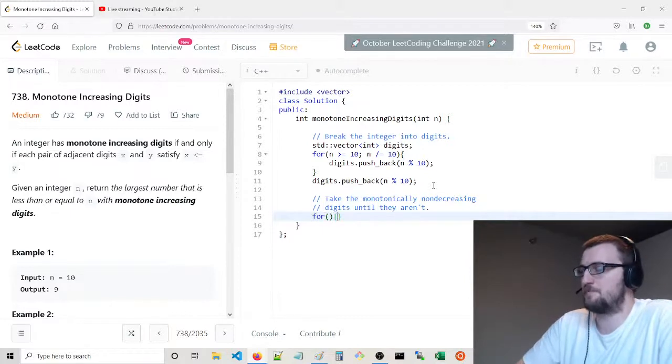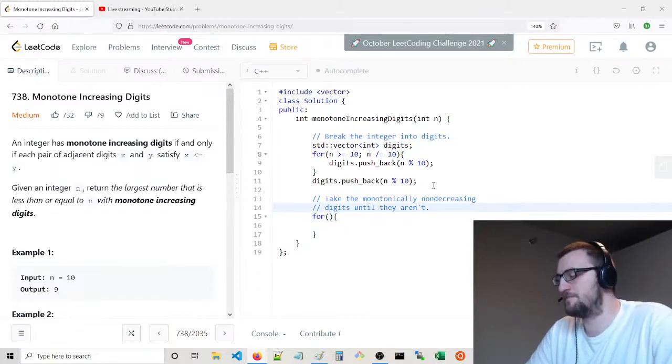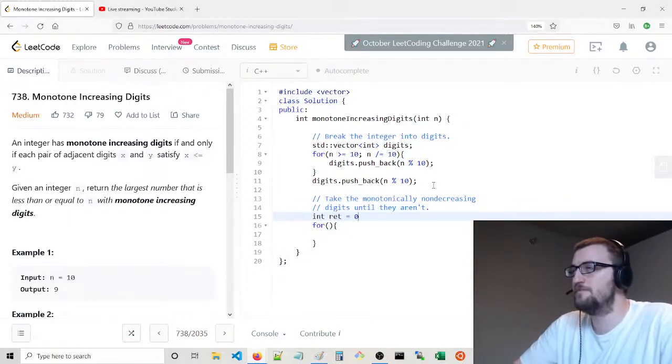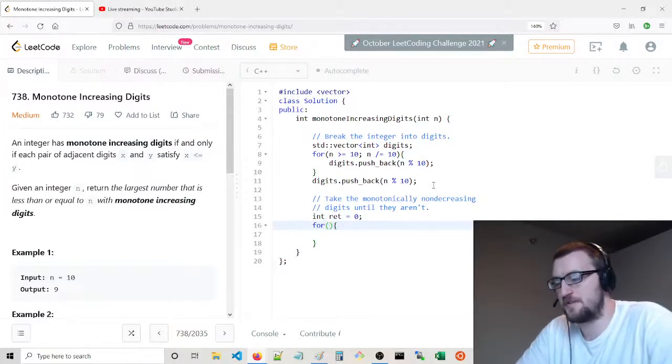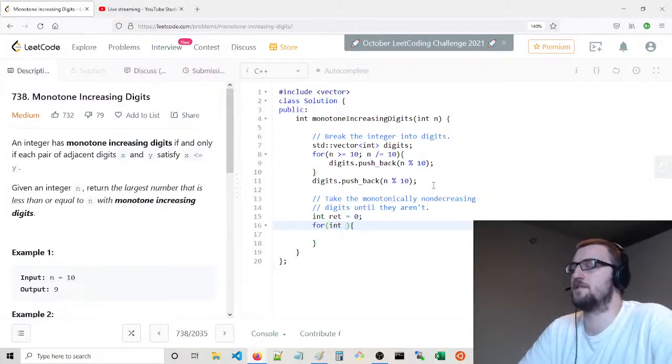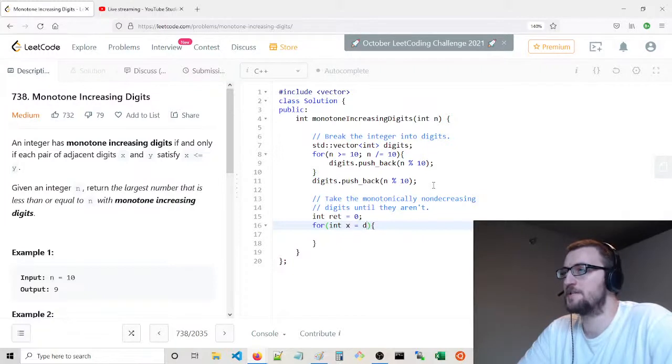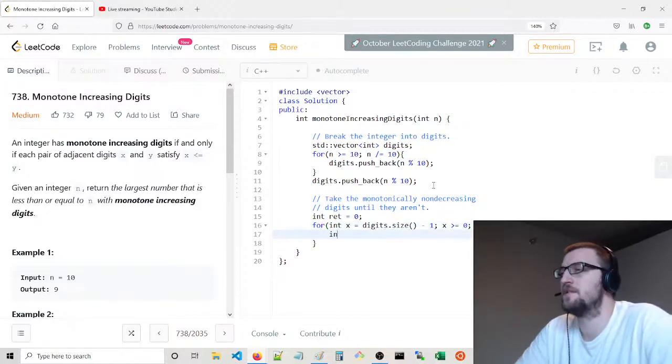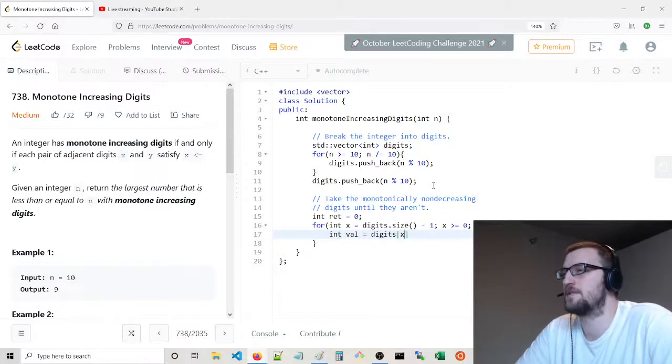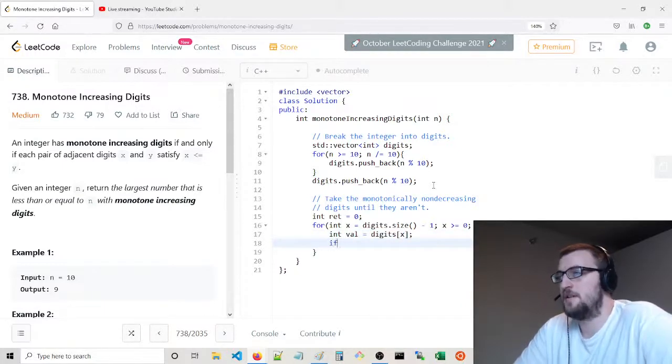And give me just a moment here, chat, because I want to focus. So we're going to say from right to left. So we'll say int x is going to be digits.size minus 1. x is greater than or equal to 0. So int val is going to be digits of x.